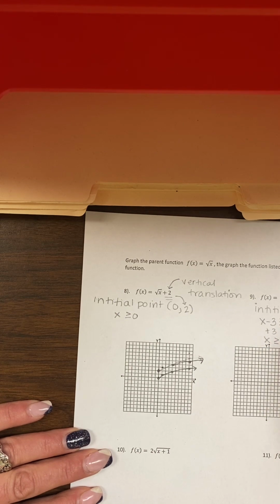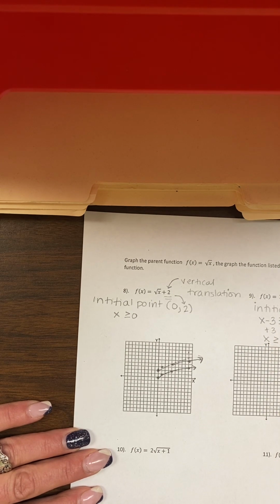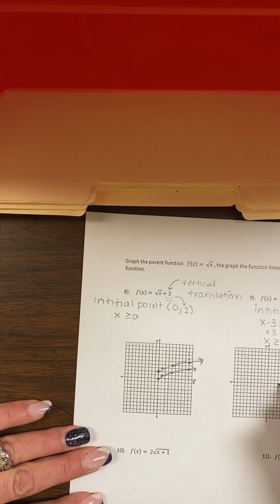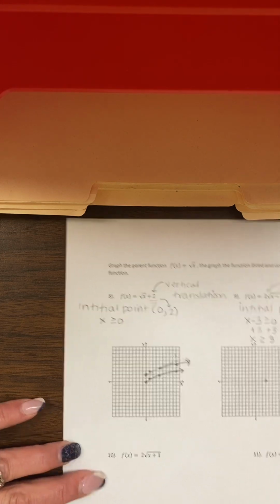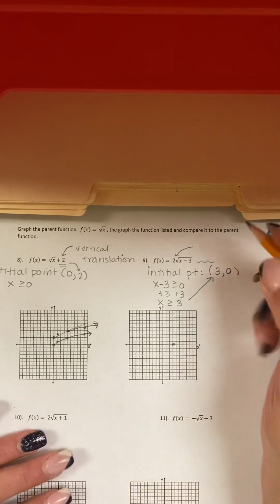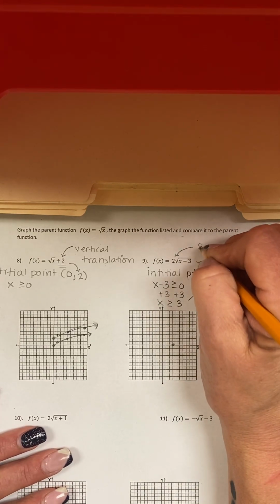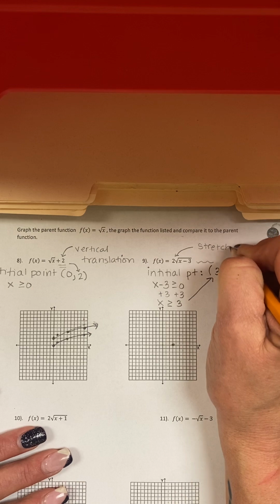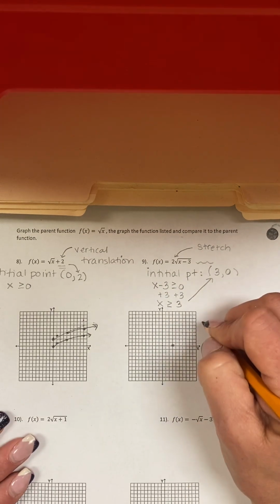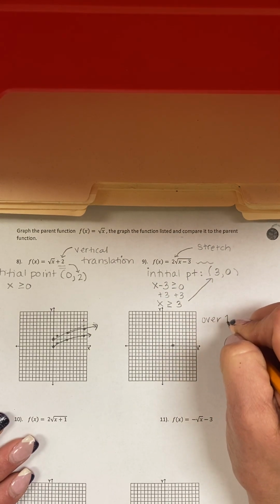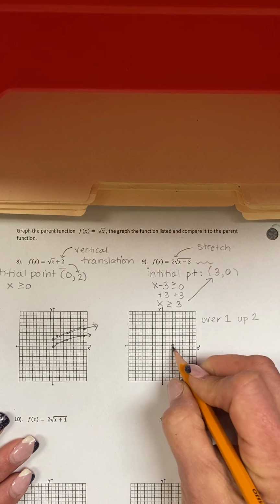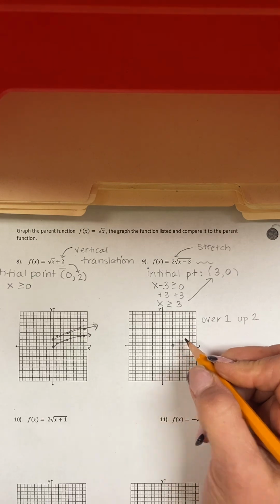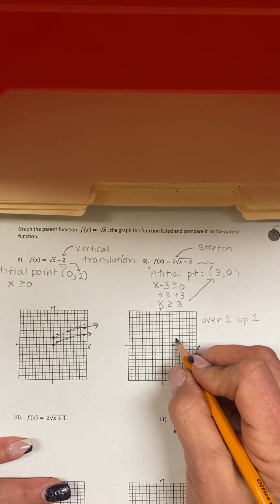Anything added back here is the y value of the initial point, so that's 0. So this one's going to start over here at positive 3. Now, this has a stretch factor. That 2 is a stretch. It stretches the y value. So instead of going over 1 up 1, we're going to go over 1 up 2, because the square root of 1 is 2. Over 1 and up 2 is how that one's going to go.